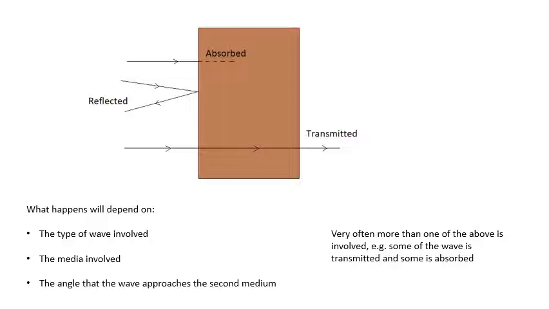And very often it isn't just one of those three, but it's a combination of them. Very often more than one of the above is involved. Some of the wave is transmitted, some of it is absorbed, some of it is reflected. So it's not just one of them. When a wave is absorbed, the energy of the wave will increase the internal energy of the medium, and it will warm up a little bit.